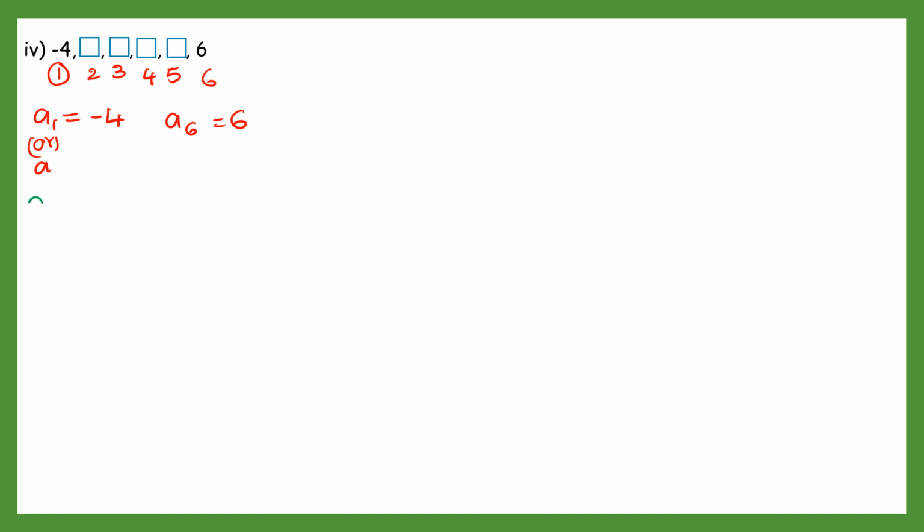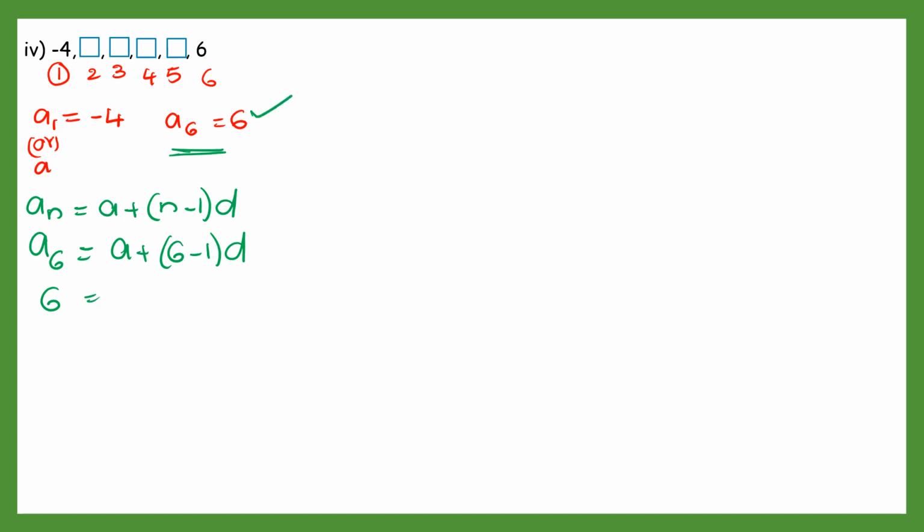Now how can we find it? The formula is an is equal to a plus n minus 1 into d. Here we know the sixth term. So let's substitute. A6 is equal to a plus 6 minus 1 into d. A6 is what? The value is 6. So 6 is equal to, here it is given, what is the first term? Minus 4. Minus 4 plus 6 minus 1 is 5d.